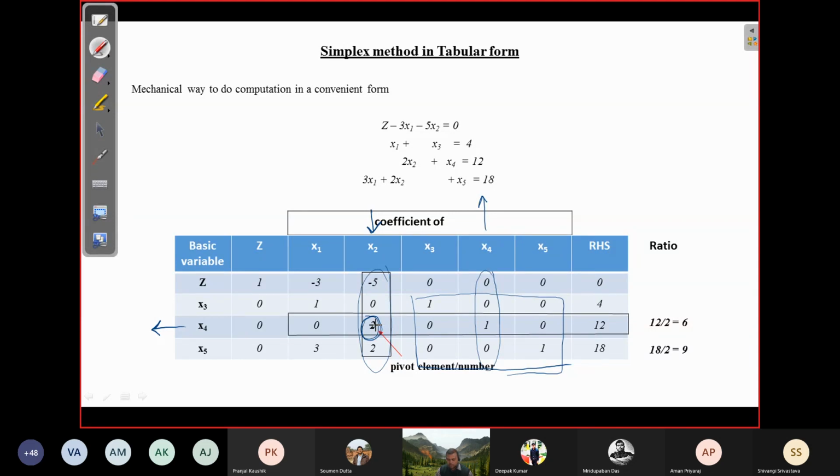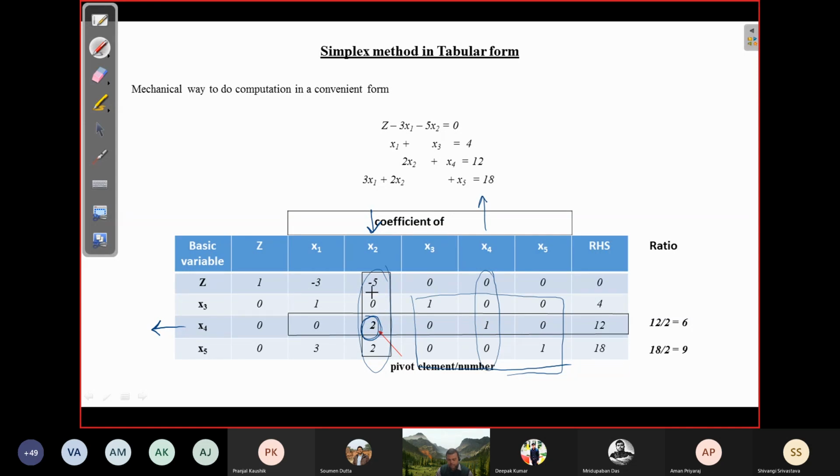So if I keep it 1 and the remaining 0, essentially we are replicating this column of x4, 0, 0, 1, 0. So we can say with this new basis, again I have generated an identity matrix in the coefficients, right? So the right hand side again gives you the direct solution for these basic variables, right? So how to do this Gaussian elimination? After identifying the pivot element, at the intersection of the leaving row and the entering column, you divide by an appropriate number to make it 1 first. Here it is 2, so I have to divide by 2, then it will be 1, right?